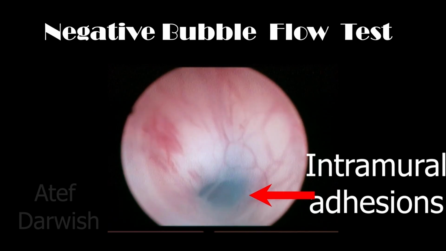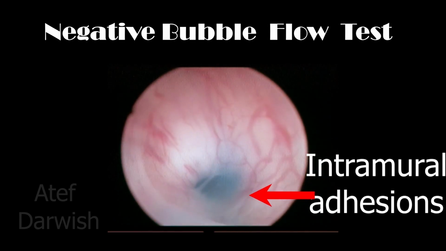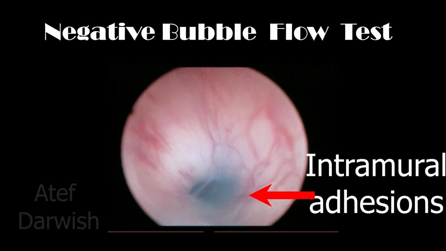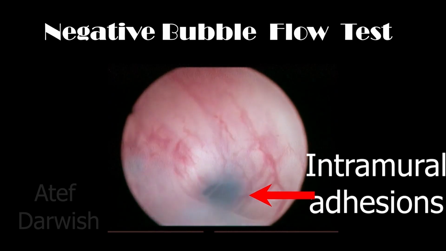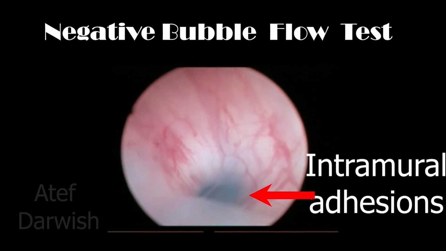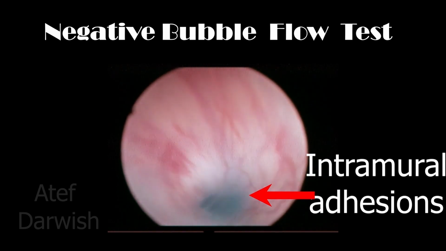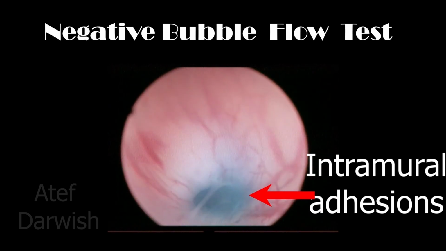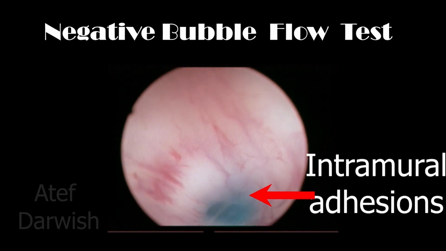Interestingly, this case shows fine adhesions inside the intramural part of the Darwish triad, and these fine adhesions prevent the bubbles from going through the fallopian tube. These fine adhesions can be cut by the scissors.